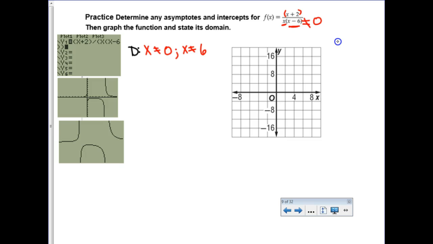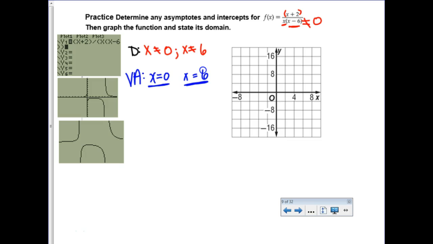Step 4 says, now that you've looked for canceling and holes, we'll come back to the idea about a hole. Find your vertical asymptotes. So your vertical asymptotes are lines that create discontinuities because the denominator would be undefined if it was 0. So your first vertical asymptote is at x equals 0. Make sure that's written as a line. And then your other vertical asymptote is x equals 6. Again, make sure that's written as a vertical line.